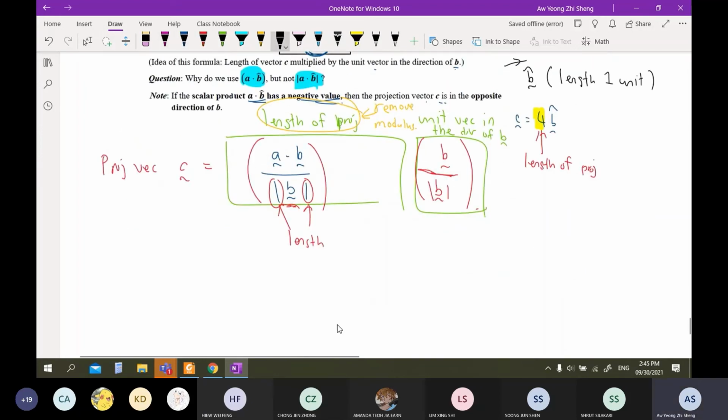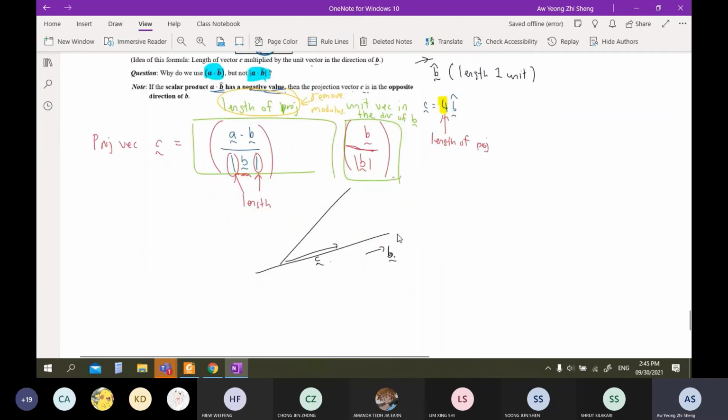Right? Because if you look at the simple diagram, when theta is acute, this is B, this is C. So you just need to shrink the vector B so that the length is 1 unit and then magnify it by the length of C. Right? So it's the same idea.